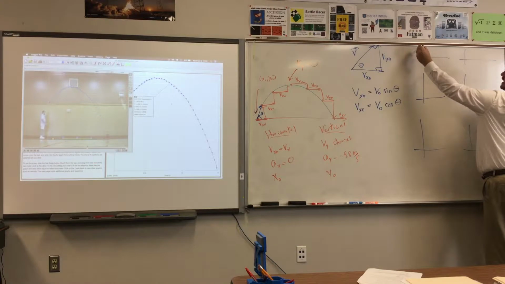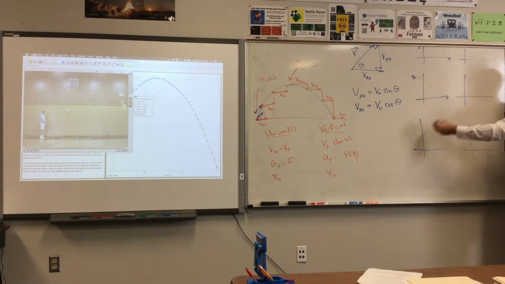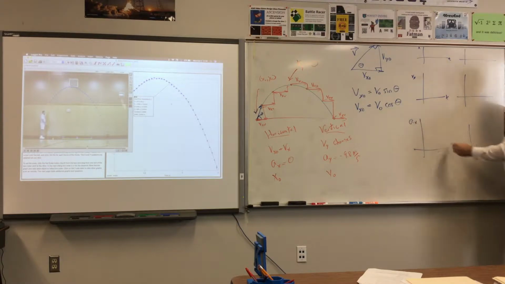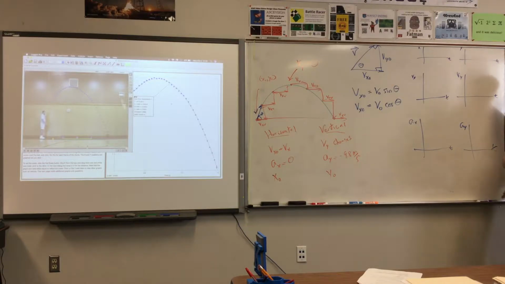So this is the x position with respect to time, the velocity in the x with respect to time, the acceleration in the x with respect to time, the y with respect to time, velocity in the y with respect to time, and acceleration of y with respect to time. Pick a graph, any of those 6 graphs, and tell me what they look like.